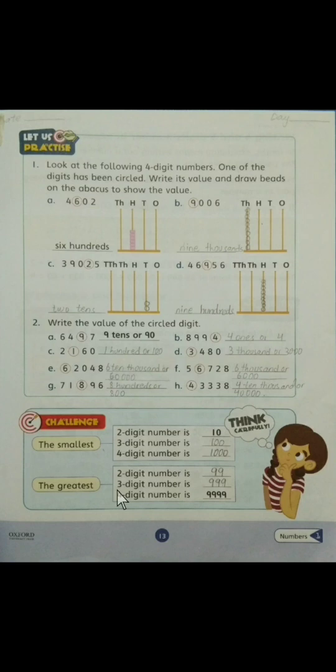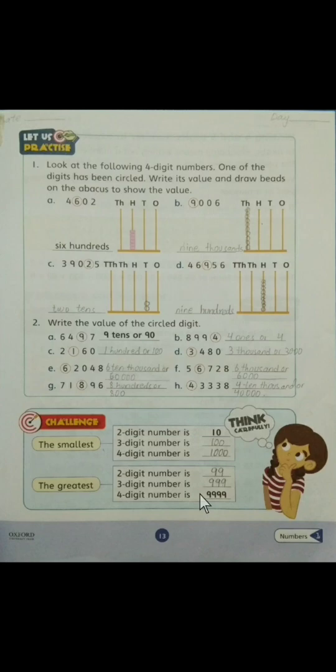Look at the next, the greatest. We have to write the greatest number, okay? Which is the greatest 2-digit number? 99. 99 is the greatest 2-digit number. Okay, now 3-digit number, 999. 999 is the greatest 3-digit number. And the 4-digit number is 9,999. This 9,999 is the greatest 4-digit number.